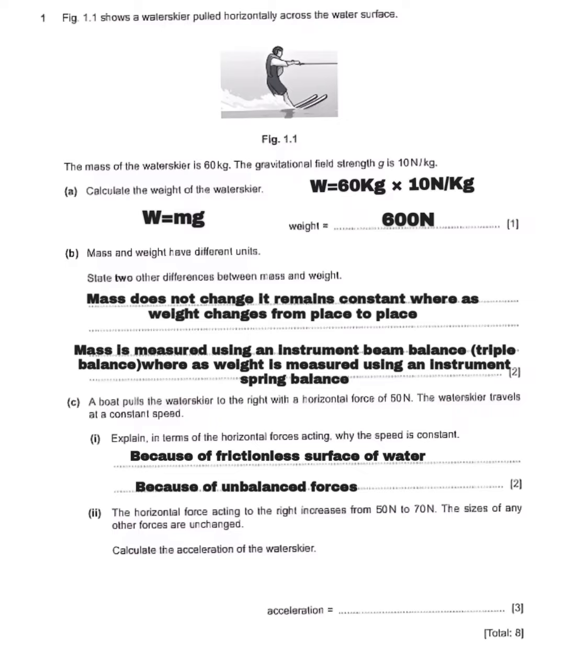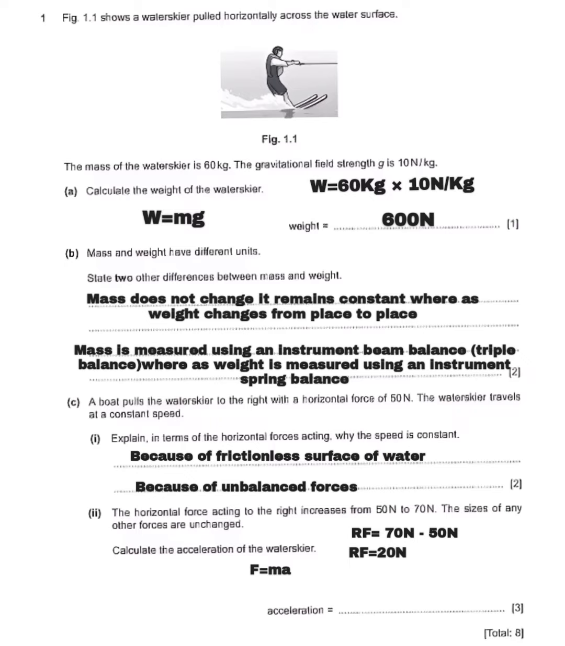The resultant force is equal to 70 newtons minus 50 newtons. Then the resultant force is 20 newtons. So for me to calculate the acceleration, I'm going to take 20 newtons, since 20 newtons is the resultant force. Now since I know that force is equal to mass multiplied by acceleration, force is equal to mass multiplied by acceleration.